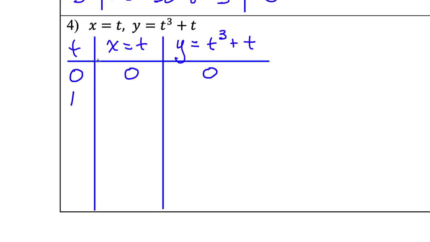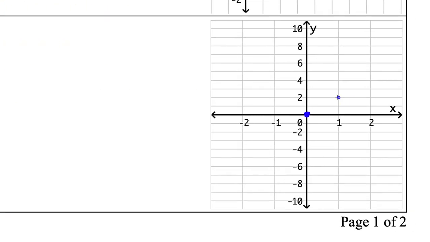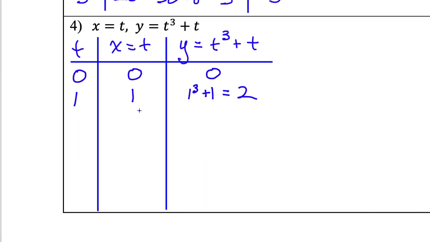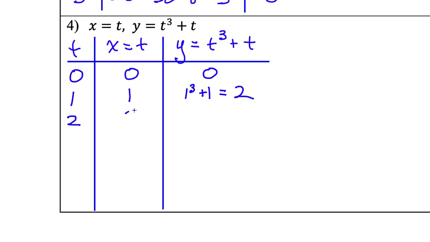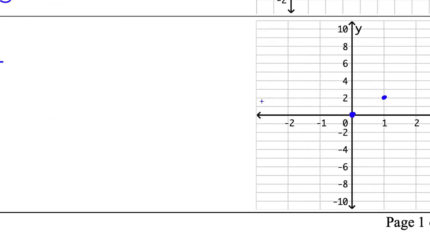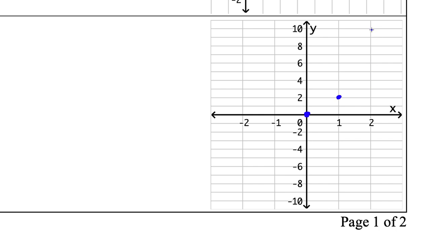Let's try 1. When I choose 1, that's going to be 1 here. 1 cubed plus 1 is 2, so 1, 2. 1, 2 is that point right there. Let's try 2. 2, that's going to be copied down. 2 cubed is 8. 8 plus 2 is 10. So 2, 10. Oh wow, it jumped up there quite a bit. So I'm seeing something that looks like that.